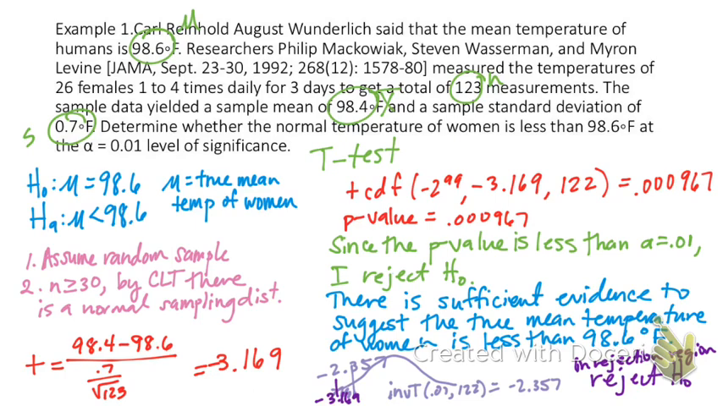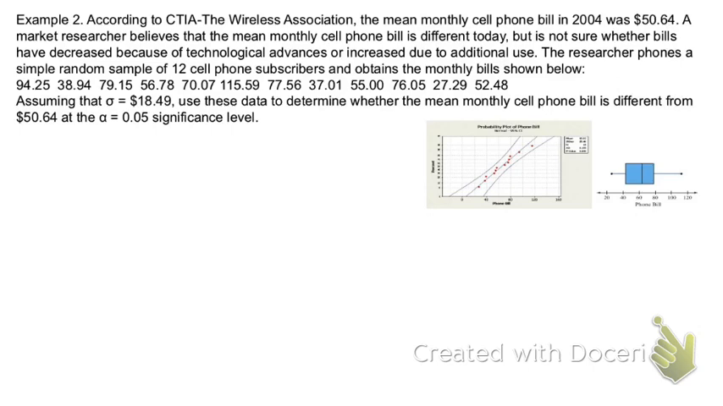In this example, it gives me the population mean, which is what? 50.64. It gives it to me twice, so that's my mu. What else does it give me? My n is 12, my sample size, and then what else? Population standard deviation. So that means I'm going to be doing a what? A z-test.